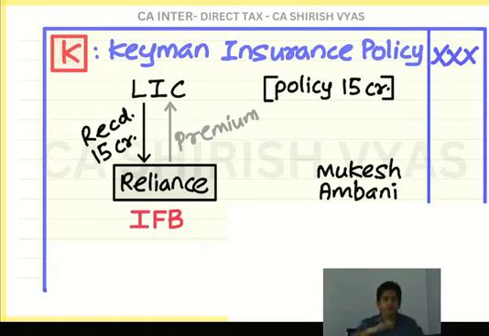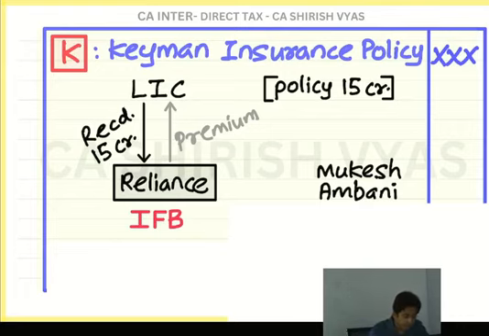And after some years, the policy matures. Such policies have a maturity period. It has a life of 10 years, 15 years. Let's assume the policy was of 20 years. And 20 years passed and Ambani didn't die. So after 20 years, the policy becomes matured, and on maturity, LIC will give the amount. And remember, Ambani is still alive.